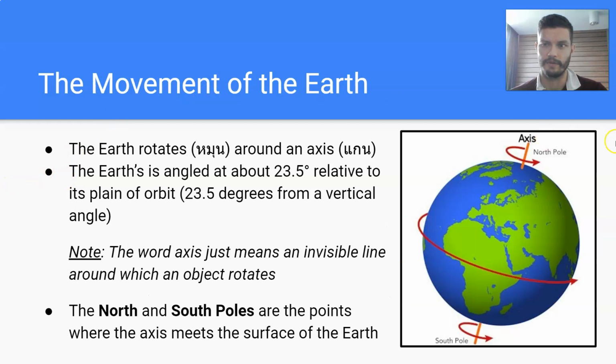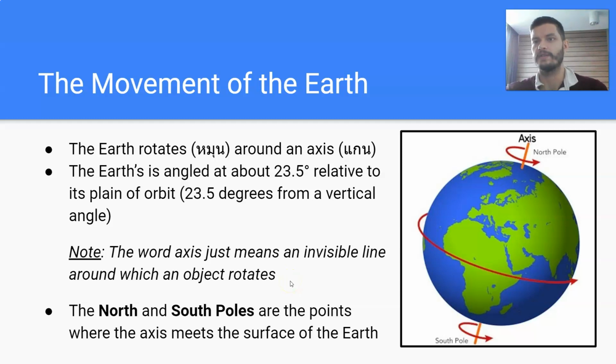The movement of the Earth. So the Earth rotates around an axis. What is an axis? Well, if you read this note down here, it says the word axis just means an invisible line around which an object rotates.